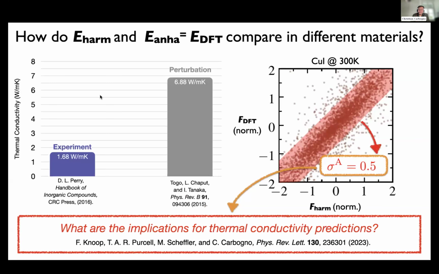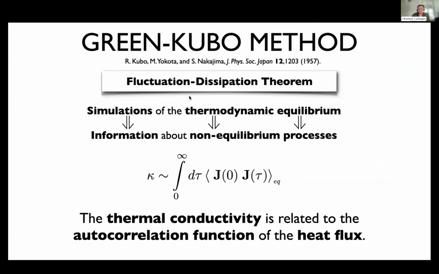Now, for this kind of system, there are both experimental results and literature theory using perturbation theory for the thermal conductivity. And you see quite a large disagreement, almost 350% of disagreement. And so to understand this material, we obviously have to go to a theory that is better than perturbation theory and that accounts for the anharmonic effects. And for that, we developed a couple of years ago an ab initio version of the Green-Kubo method.